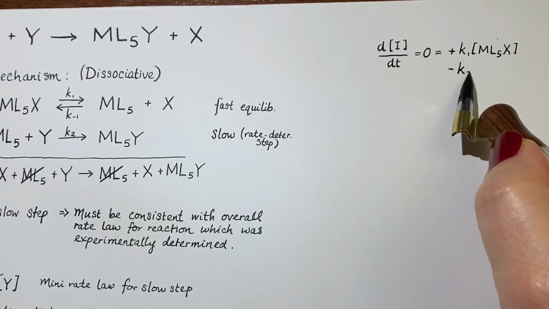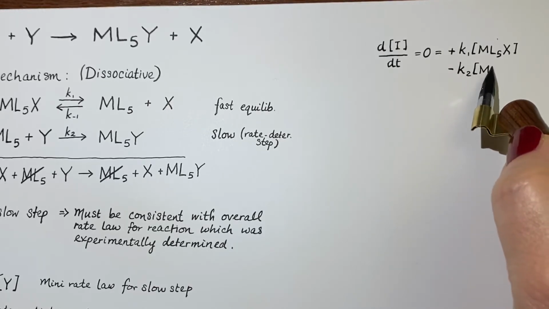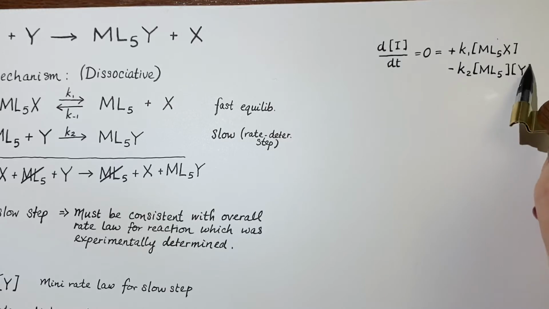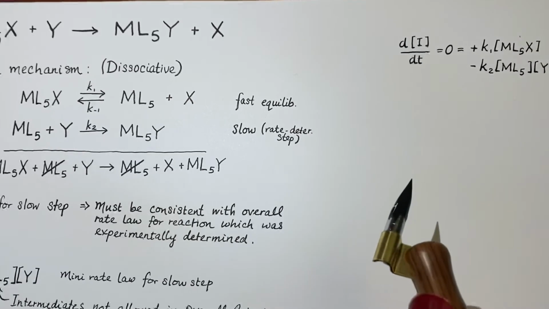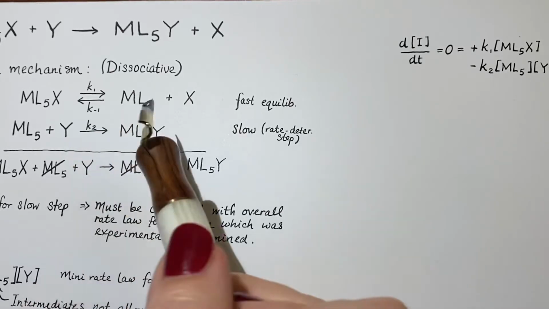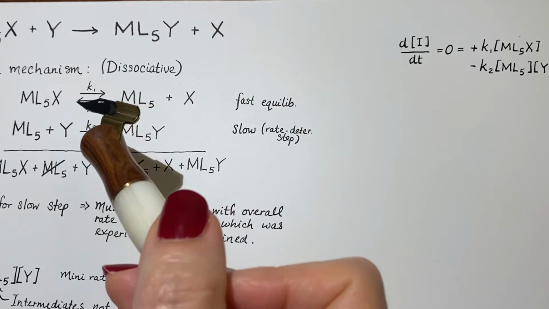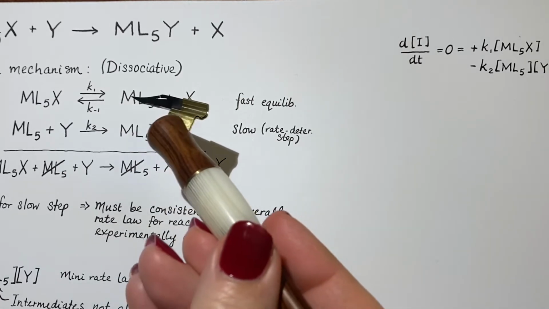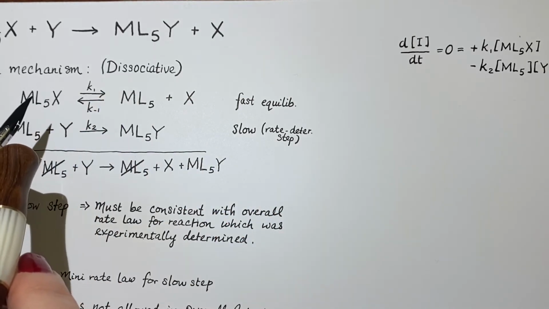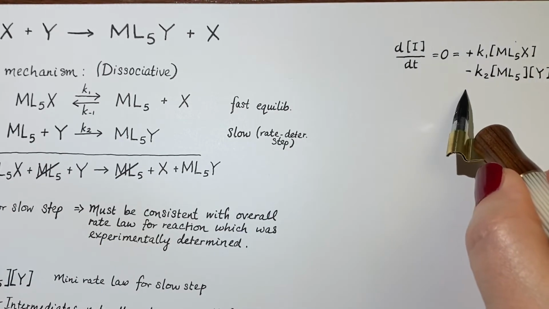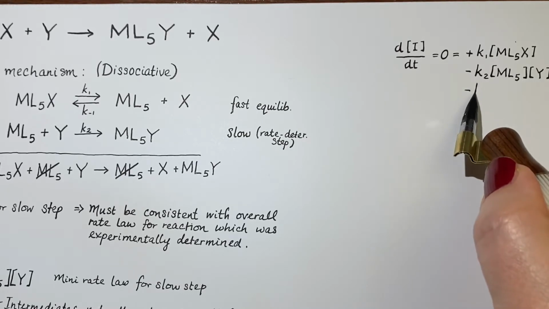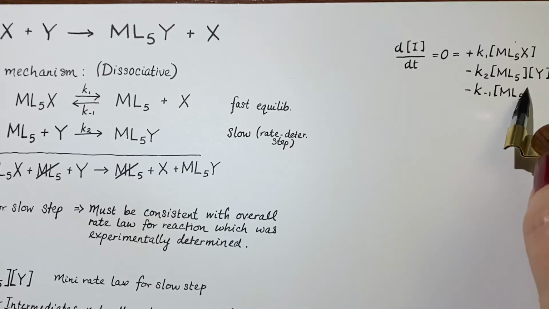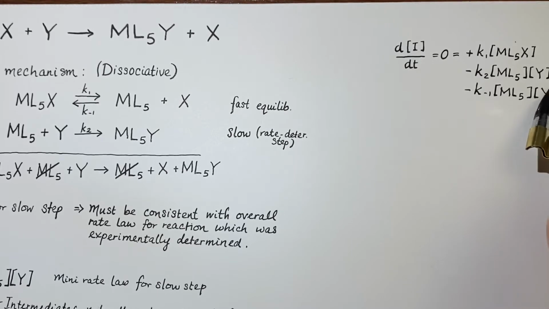So step 2, ML5 is colliding with Y. But there's another way that the intermediate disappears, and that's this back reaction. See over this arrow here? The intermediate could collide with X and reform the starting compound. So here is the other way. Step -1, the intermediate collides with X.